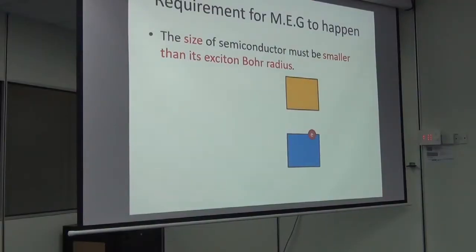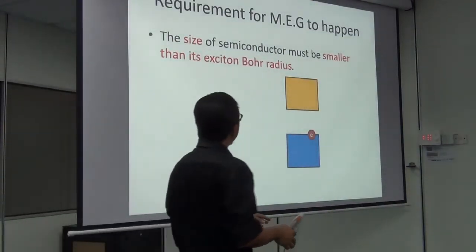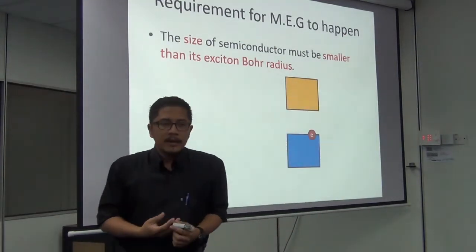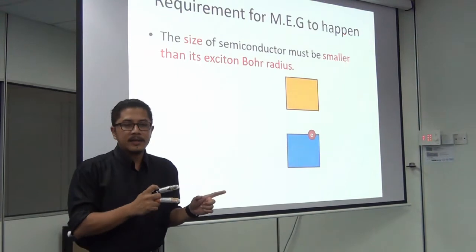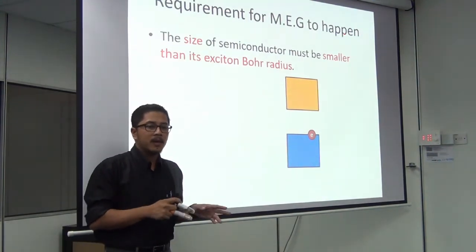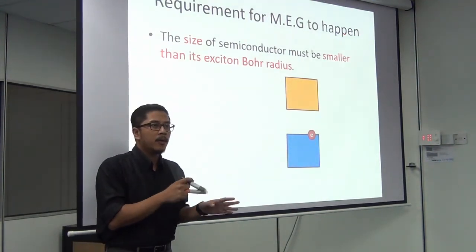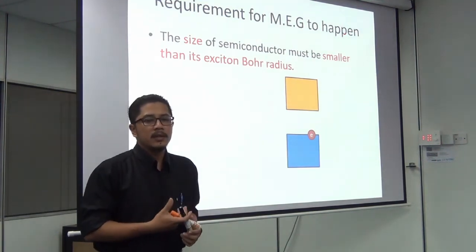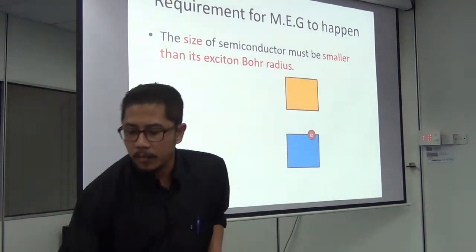Okay. Let us take a look at the requirements in order for MEG to happen. The first requirement is that the size of the semiconductor must be smaller than its exciton Bohr radius. New terminology. Exciton Bohr radius. What is exciton Bohr radius?